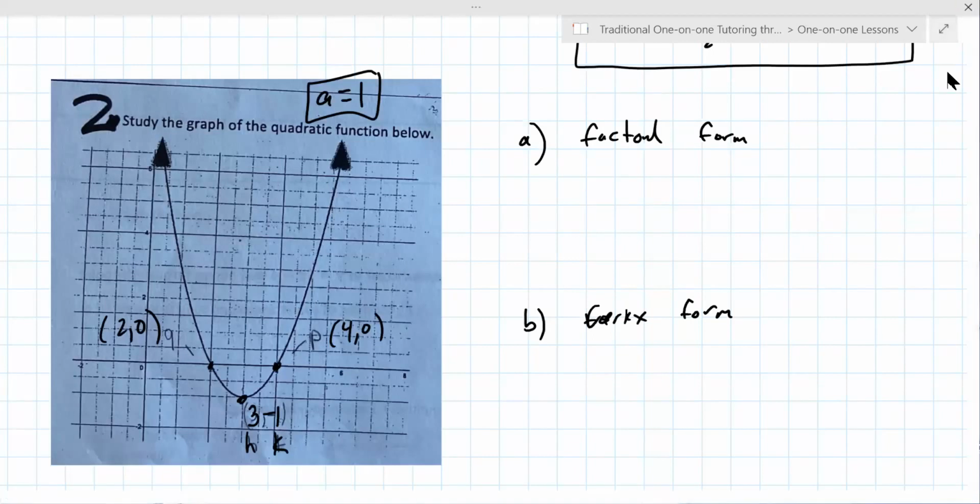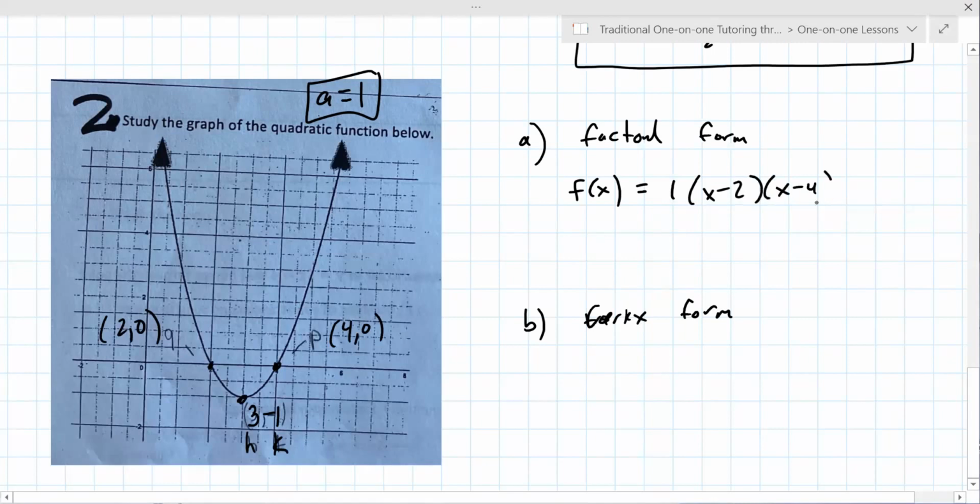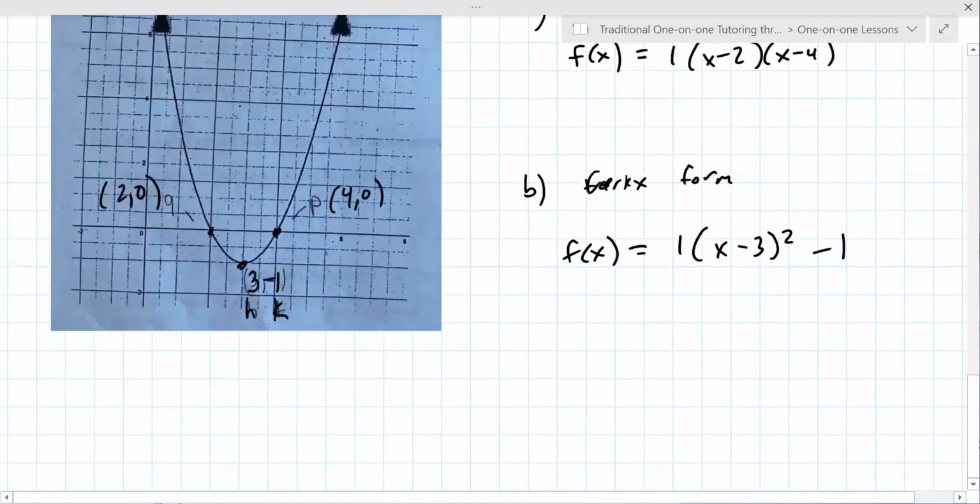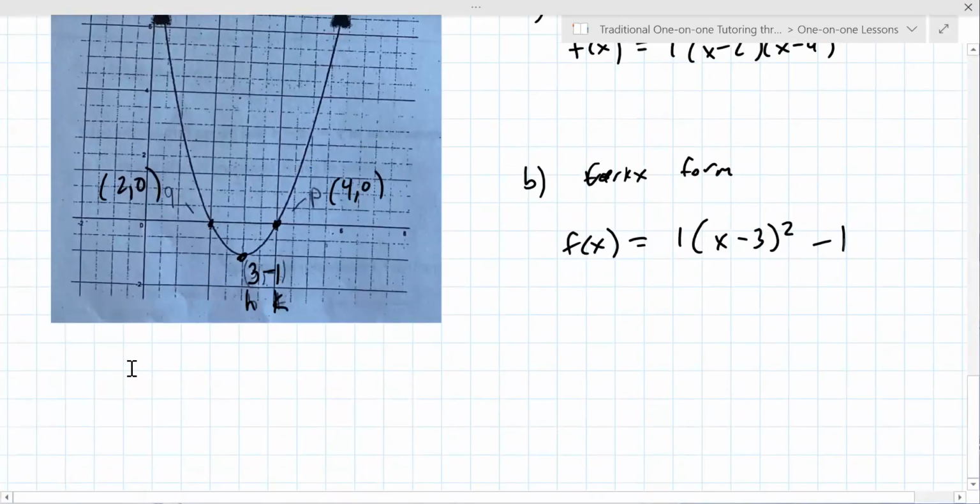Okay, so I got f(x) equals 1 (x minus 2)(x minus 4). Okay. And then for vertex, I got 1 (x minus 3) squared minus 1. Perfect. Okay. Now part C is to verify that these are the same.